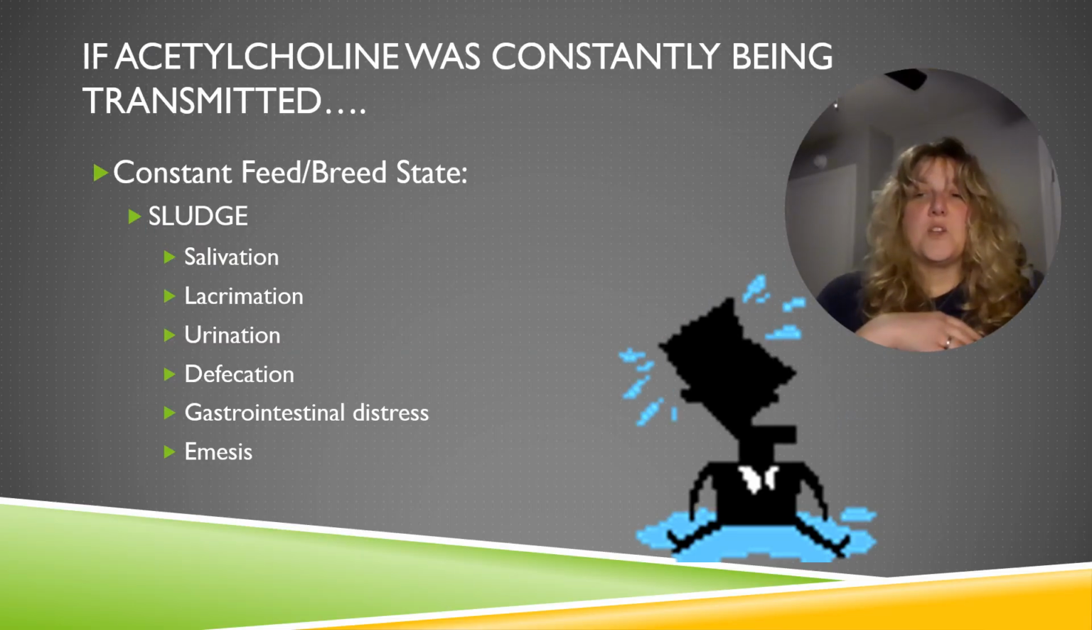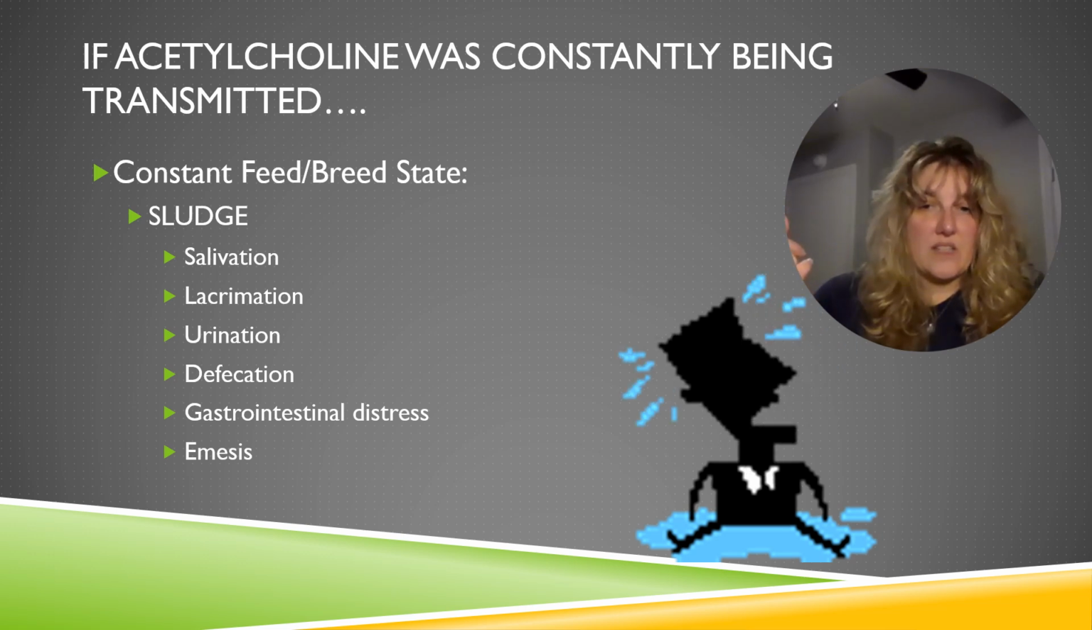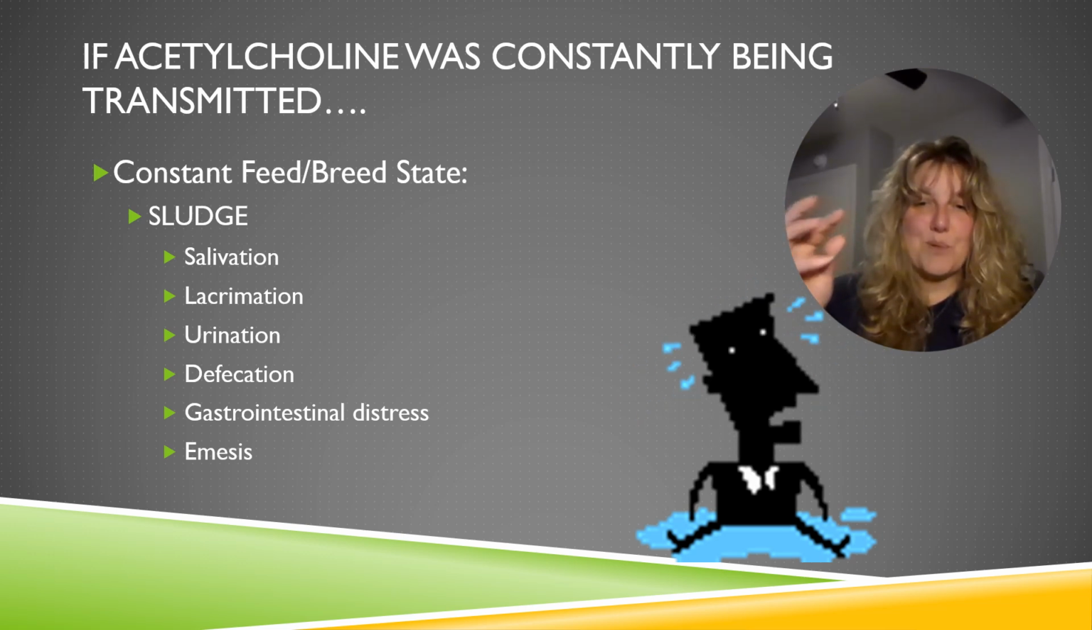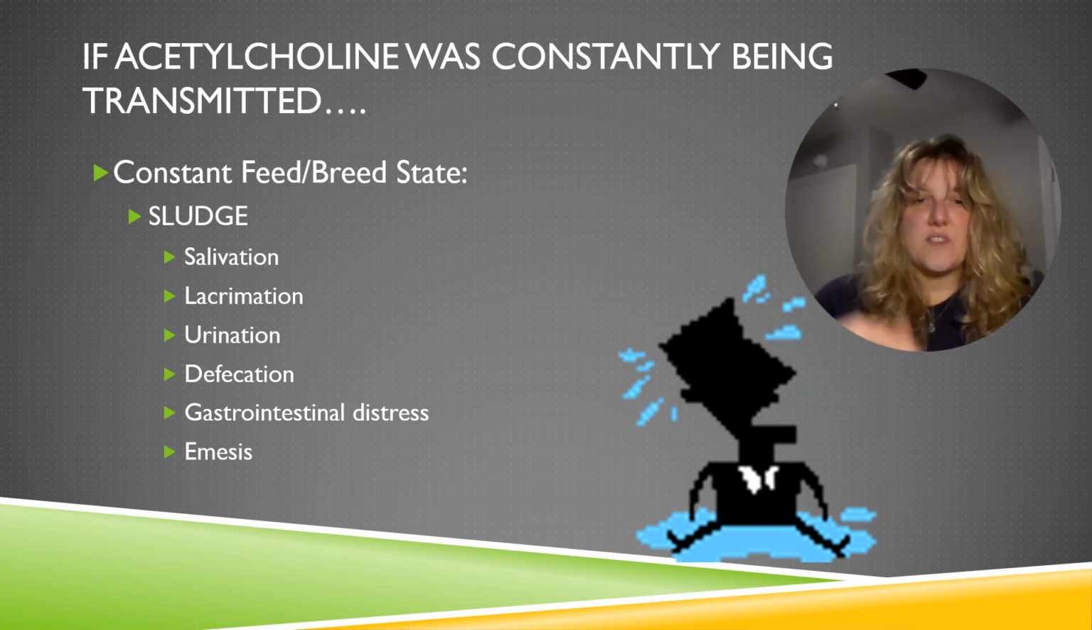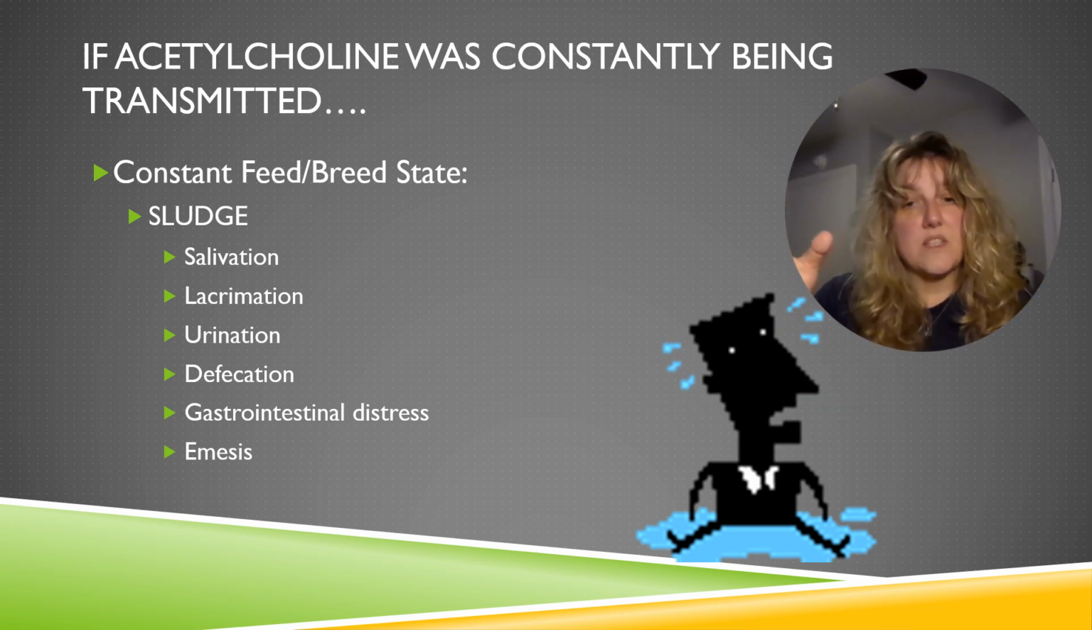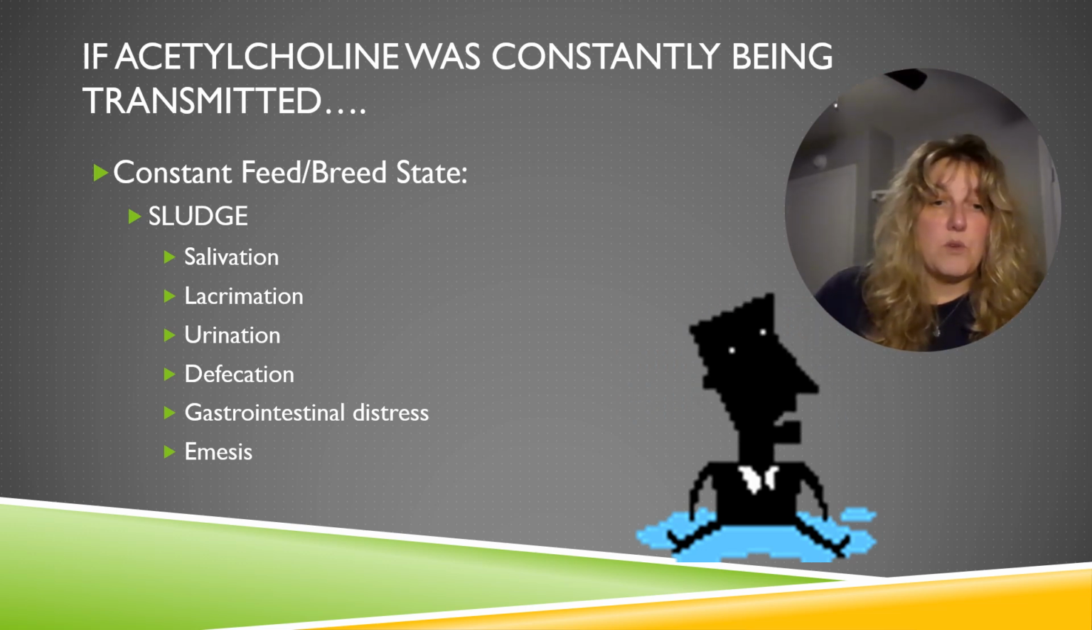Now, going back to the previous lecture, we talked about organophosphates. So if you have this constant barrage, we talked about the poisoning. If you have this constant barrage of the feed or breed, then you're going to have this constant state of SLUDGE. So that's salivation, lacrimation, urination, defecation, gastrointestinal distress, and emesis. So you've got this constant state. So we, just like with norepi, we have to have something that's going to stop that transmission and allow it to be reabsorbed so that we can move on.